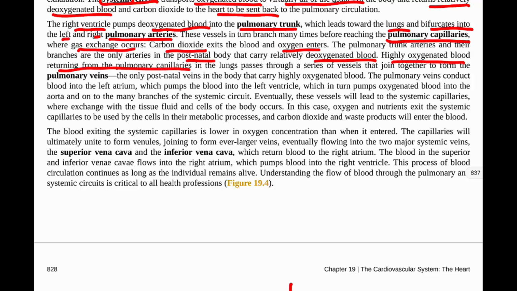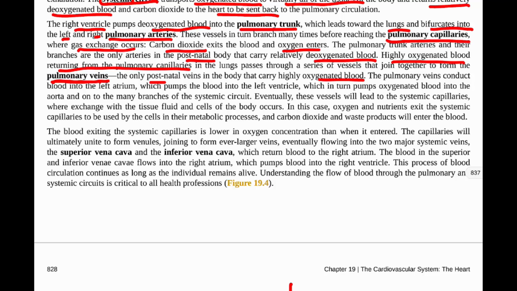Our highly oxygenated blood that's returning from the pulmonary capillaries in the lungs passes through a series of vessels. Again, they get bigger and bigger and bigger, that join together to form then our larger ones that head into the heart, called the pulmonary veins. So the only postnatal veins in the body that carry highly oxygenated blood. So at that point it's very, very oxygenated because it just picked up all the oxygen it could to get it into the blood, and now we're heading through the pulmonary veins into the heart. So we saw that as well.